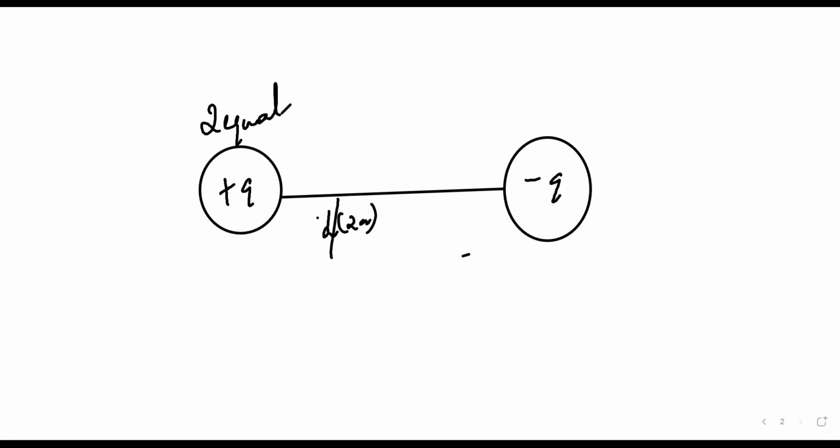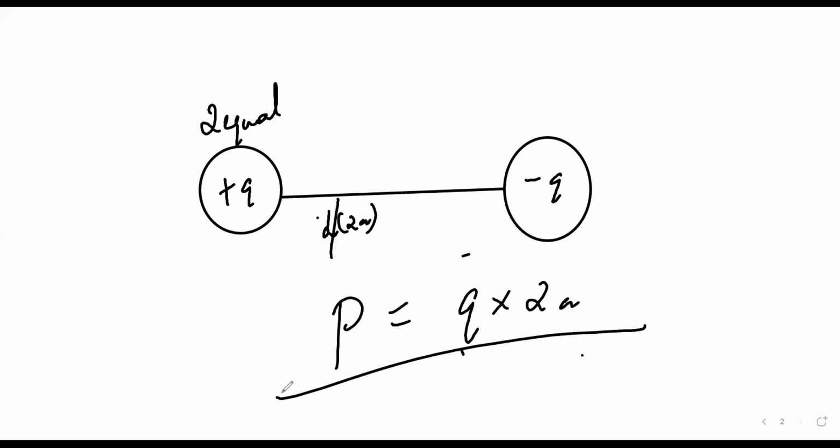This is my plus q and this is my minus q. Correct? So two equal and opposite charges separated by a distance d or 2a. Two equal and opposite charges separated by a distance d or 2a is called what? Dipole moment. In the sense, p is equal to what? q into 2a. This is basically our dipole.